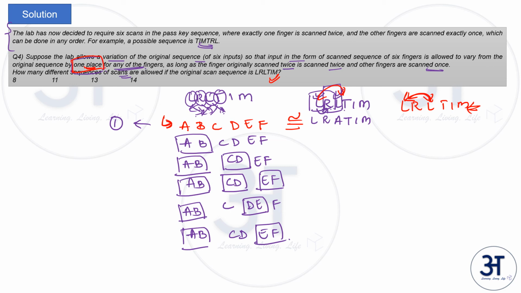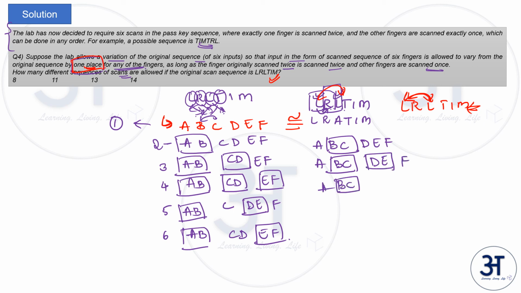Now once this is done, let us see, are we leaving any case? No, we are not leaving any case. So once this is done, let's move to the next pair, B and C. So this is what, 2, 3, 4, 5, 6, right? So the next possible case is BC. So A, B, C, D, E, F, only BC shifting. A, B, C, BC shifting along with DE. Then BC shifting along with EF, right? So 7, 8, 9.